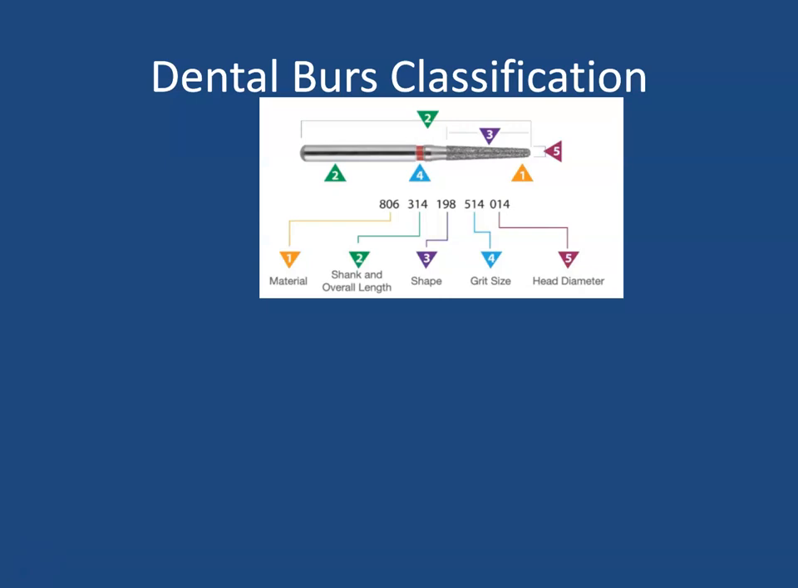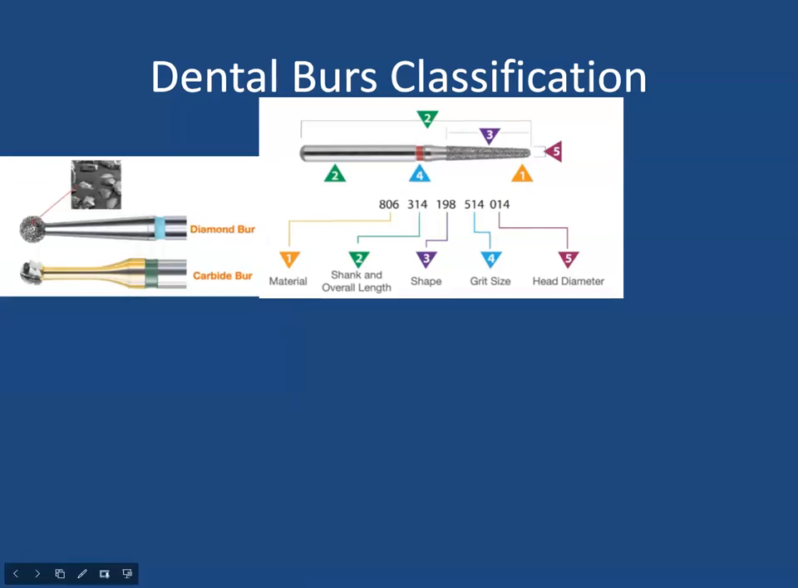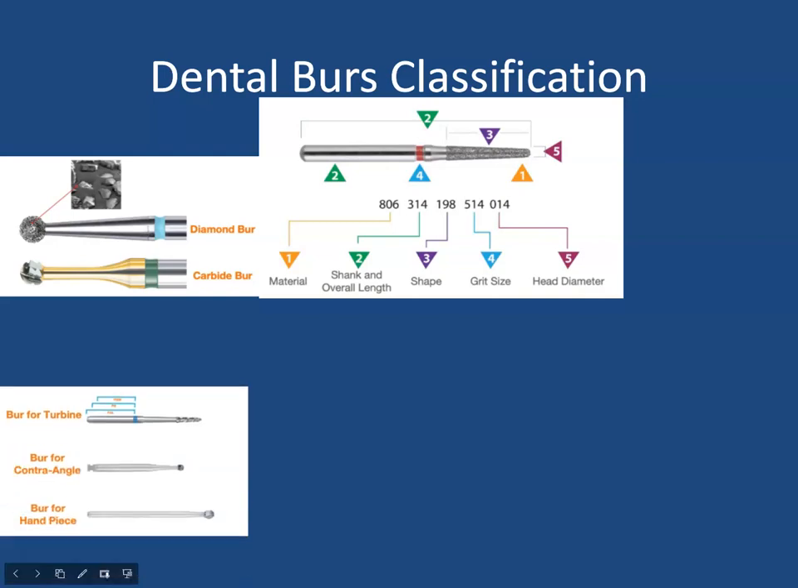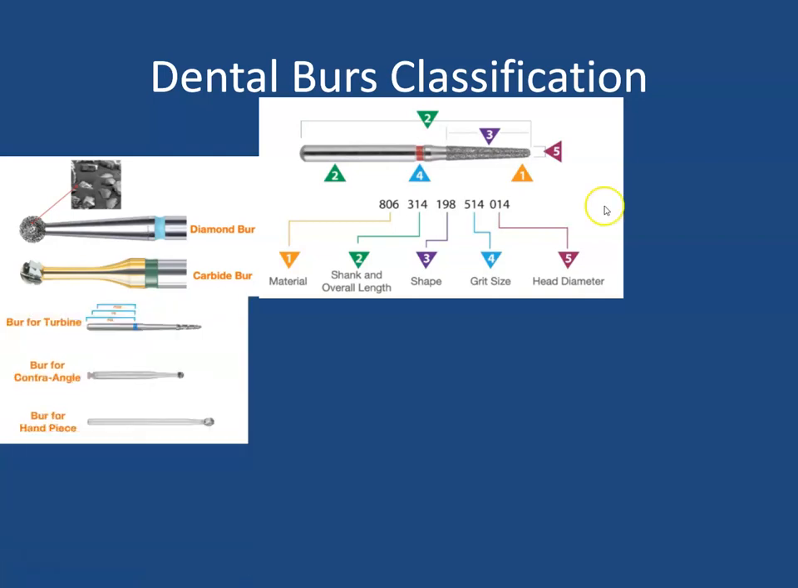In this video, we're going to be covering dental burr classifications. There are 5 ways to classify dental burrs. The first way would be according to the dental materials. Another way would be based on the type of shank, or this portion right over here that's labeled number 2, the shank of the burr.